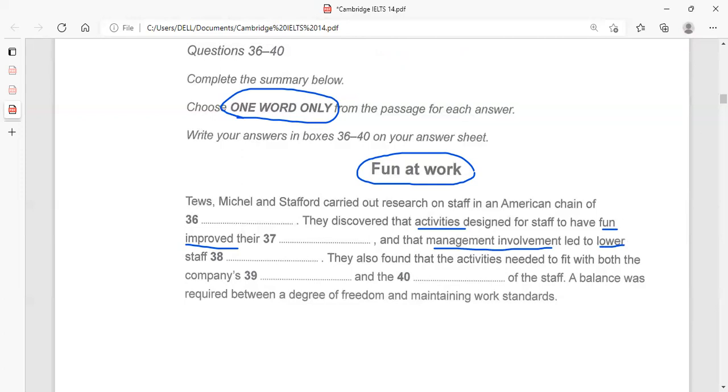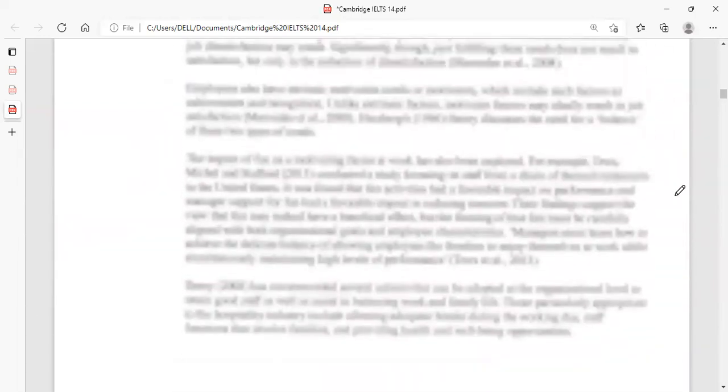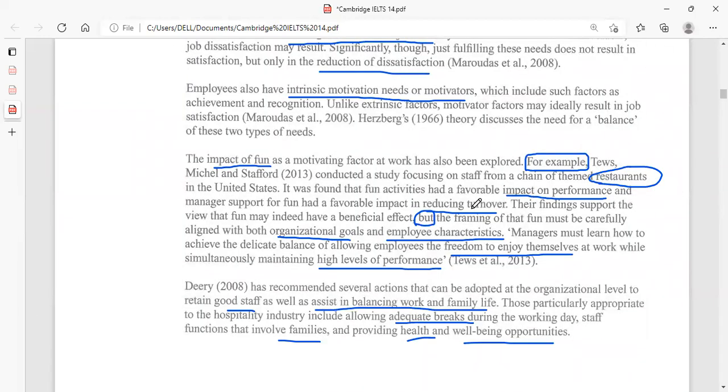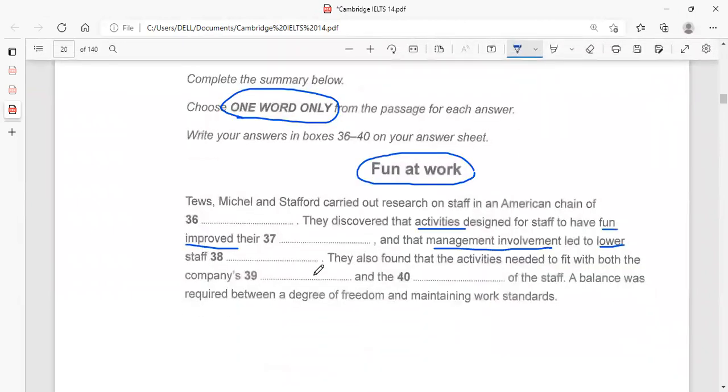So let's go back to the paragraph and see. It says it had a favorable impact on performance. So it improved their performance. And manager support, management involvement for fun, had a favorable impact in reducing turnover. So performance and turnover. Is that clear, guys? Yes, ma'am. So the answer to 37 is performance and 38 is turnover.